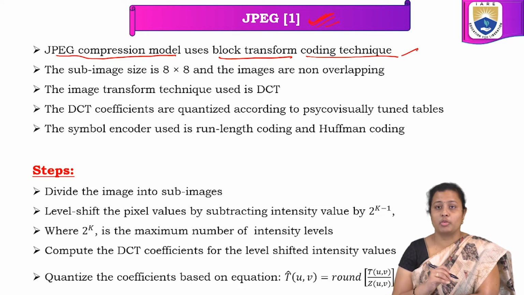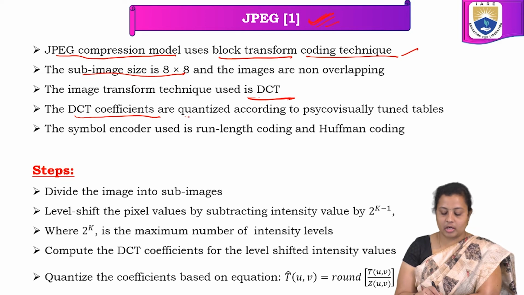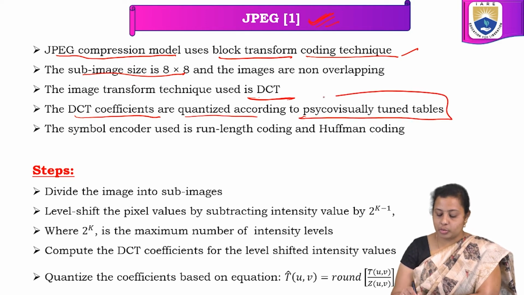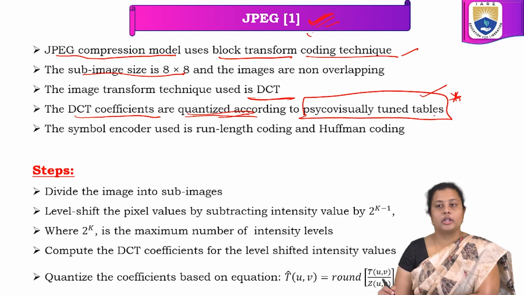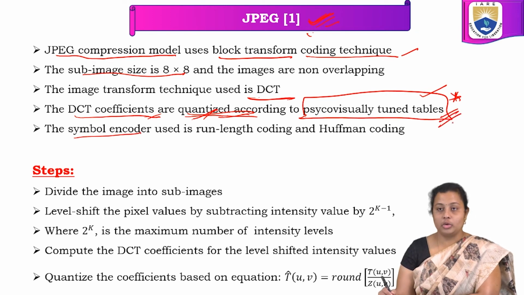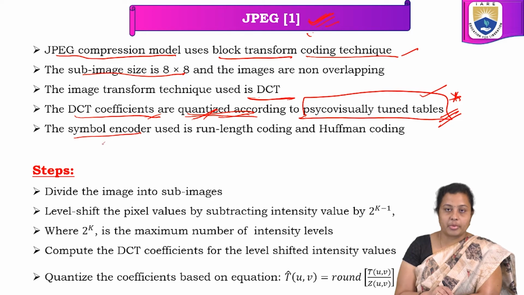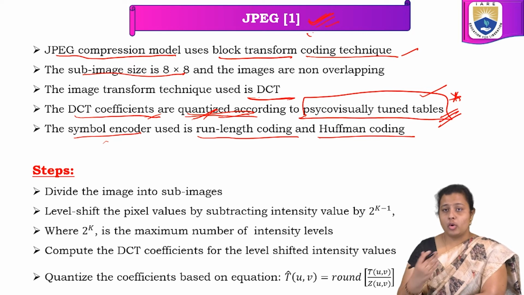It uses the block transform coding technique, the subimage size is 8x8, and the transform technique used is DCT, and these DCT coefficients are quantized according to psychovisually tuned tables. This is an important parameter when we are going for the JPEG coding technique. We consider those tables and quantize the DCT coefficients. The quantized output is then compressed using run length coding and Huffman coding, right? Now, we will go step by step through how JPEG compression is achieved.